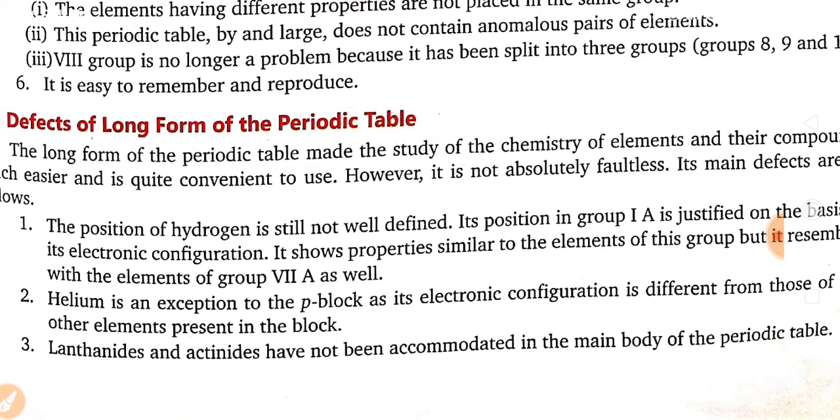Next, helium is an exception to the p block, and its electronic configuration is different from those of other elements present in the group. Helium has only two electrons, so it is also a defect. Lanthanides and actinides have not been accommodated in the main body of the periodic table. They are just inner transition elements, and we place them separately, not in the main body of the periodic table.